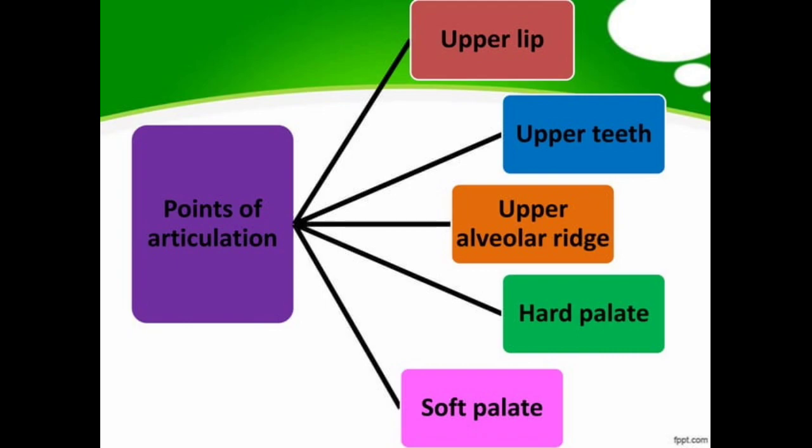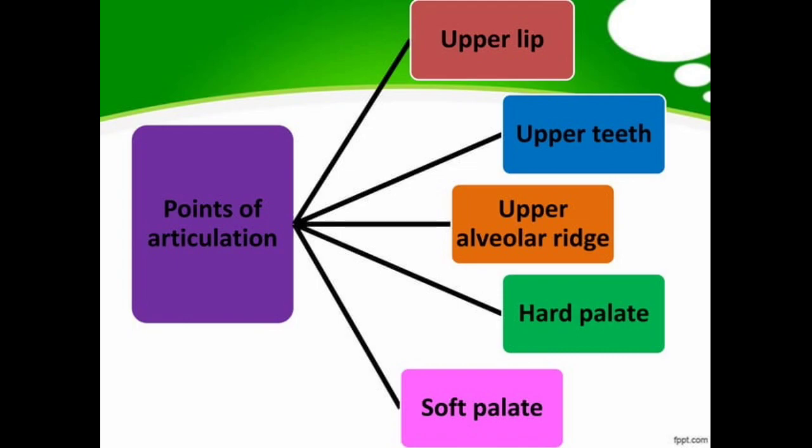Labiodental. The airflow is obstructed by bringing the lower lip into contact with the upper teeth, as in F or V. Dental. The airflow is obstructed by bringing the tip of the tongue into contact with the upper teeth, as in TH. Alveolar. The airflow is obstructed by bringing the tip of the tongue into contact with the alveolar ridge, the bony ridge behind the upper teeth, as in T, D, S, Z. Post-alveolar. The airflow is obstructed by bringing the front of the tongue into contact with the area just behind the alveolar ridge, as in T or D.